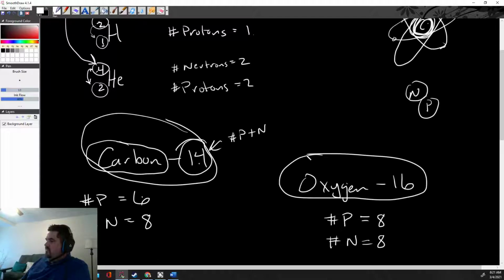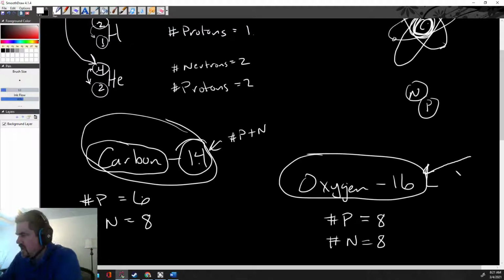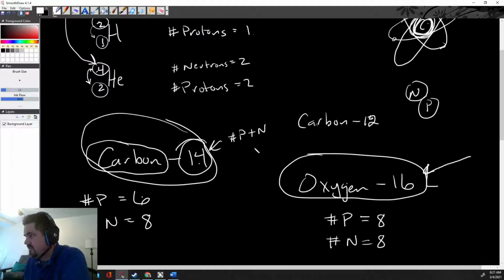Now, if they ask you, is this the most common isotope right here? And before I even answer that question, let's talk about what an isotope is. Well, it turns out that the atomic mass of carbon-14 is 14. But there is such a thing as carbon-12.